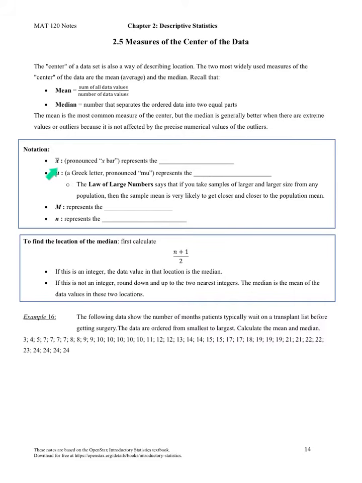You'll notice the X bar up here, and this represents our sample mean. We have another mean or average, and that would be our population mean, which is represented by the Greek letter mu.